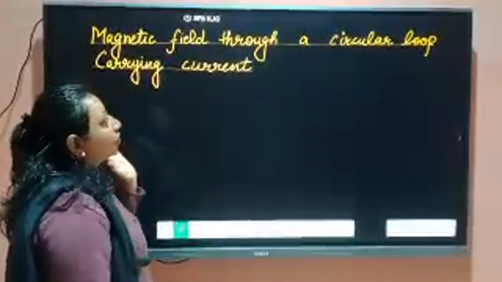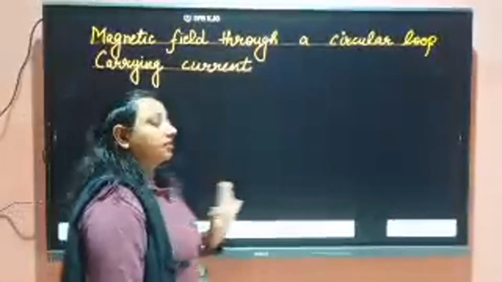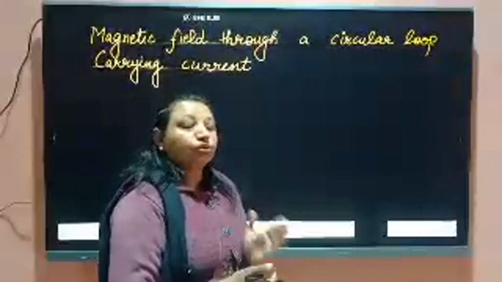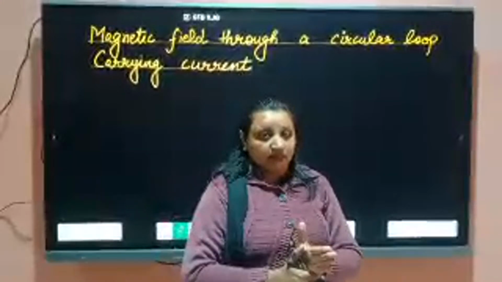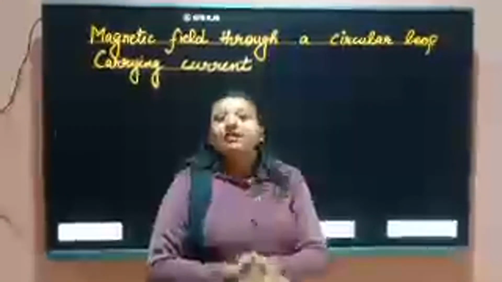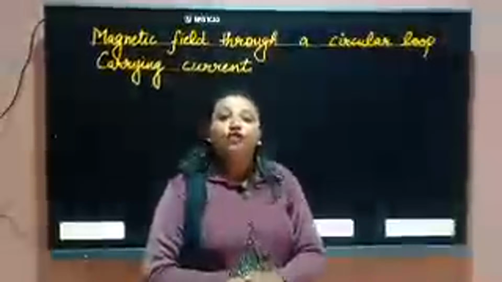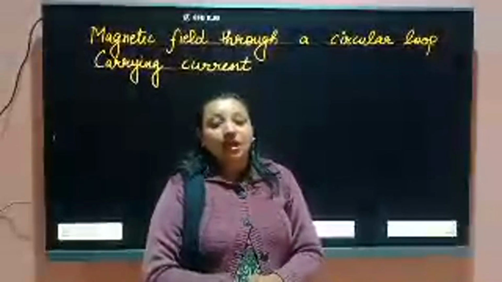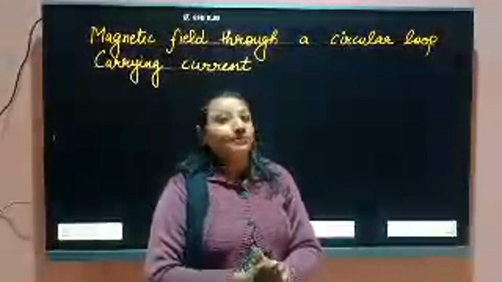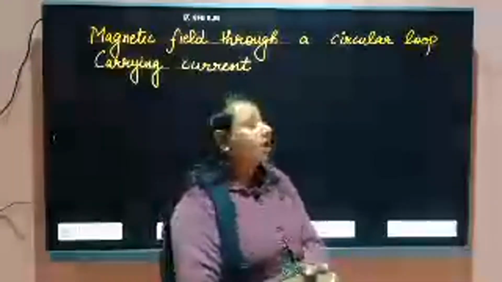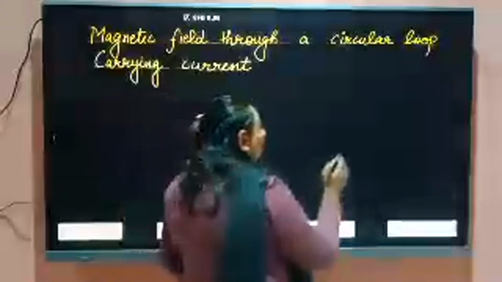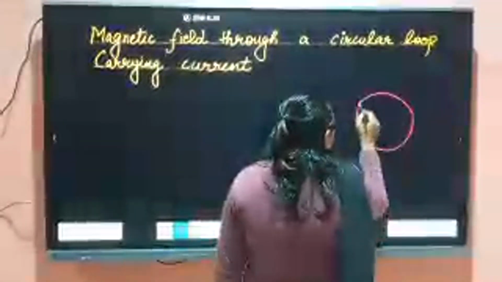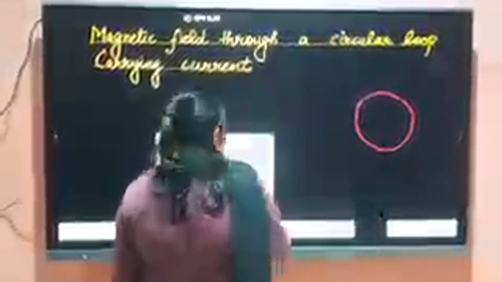Now we have magnetic field through a circular loop carrying current. अब तक तो हमारे पास था straight current carrying conductor. There are two factors on which the magnetic field of a straight current carrying conductor depends. Magnetic field is directly proportional to I and it is inversely proportional to R. Distance के inversely था. Now we have our conductor in the form of a circle. Circular conductor है हमारा.